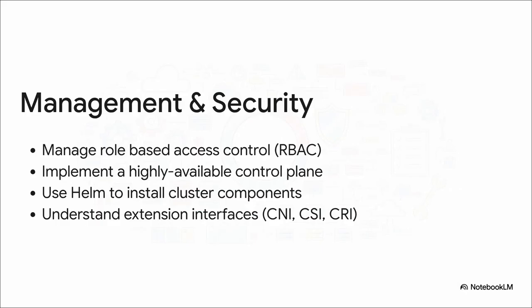Okay, so this slide here shows the skills that really take a basic cluster and make it ready for the real world, for production. You've got to manage role-based access control, or RBAC, which is really just a fancy way of saying who gets to do what, super important. You need to build a highly available control plane, so there's no single point of failure. And then you need to get your head around these extension interfaces. CNI for networking, CSI for storage, CRI for containers. They're like the plug-in slots that make Kubernetes so incredibly flexible.